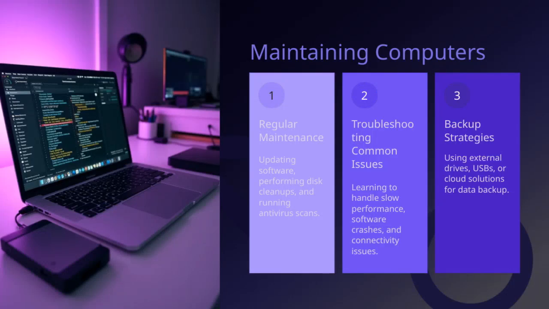When it comes to backing up your data, using external drives, USB flash drives, or cloud solutions are all excellent options. Each has its advantages. External drives and USBs are great for quick physical backups, while cloud solutions offer the convenience of remote access and automatic backups. The key is to choose a backup method that fits your needs and ensures your data is safe in case of unexpected issues. Remember, regular backups are crucial in protecting your information from hardware failures, theft, or accidental deletion.